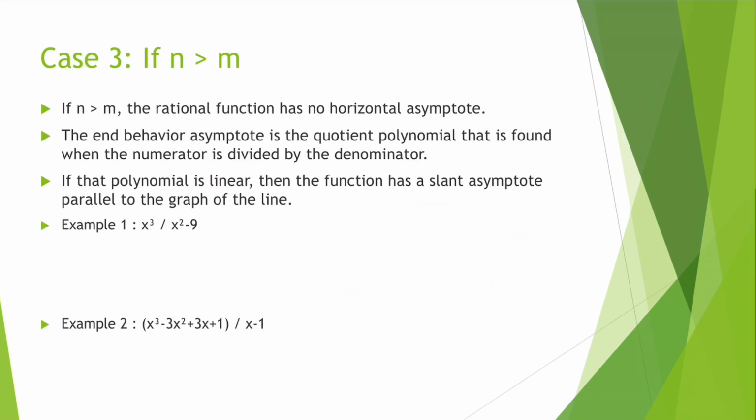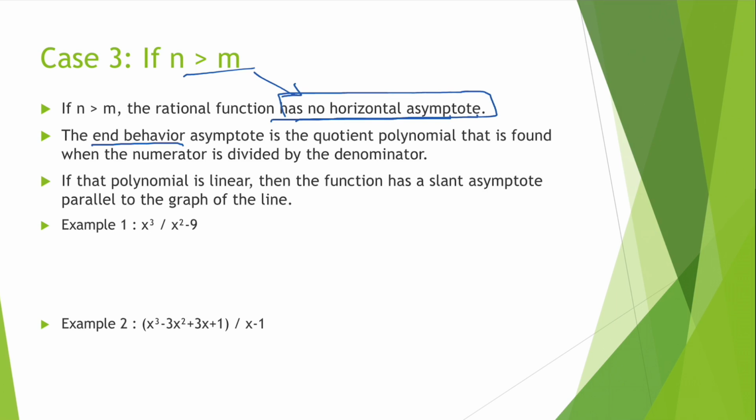Let's move ahead. Now case 3 says that if n is greater than m, that is, the degree of the numerator is greater than the degree of the denominator, then the rational function has no horizontal asymptote. End of the game. If n is greater than m, there is no horizontal asymptote. That is what you should know. But the test may ask you to find the end behavior, okay?